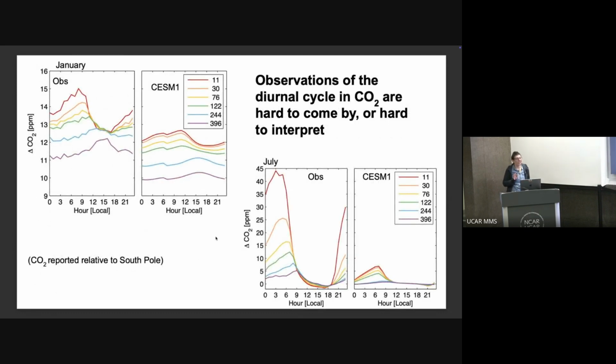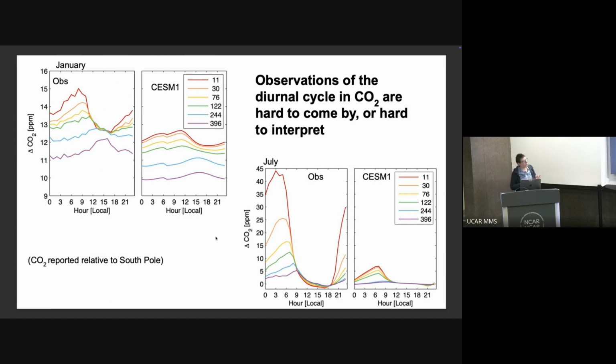I think these are cool. This is what happens if you look locally. Again, this is CESM1, where Keith kindly saved hourly output. This is a tower in Wisconsin, and you can compare to observations. You can see in July that when you're close to the surface in the observations, you get this really huge diurnal cycle in CO2 when you're at 11 meters, which is the red trace.